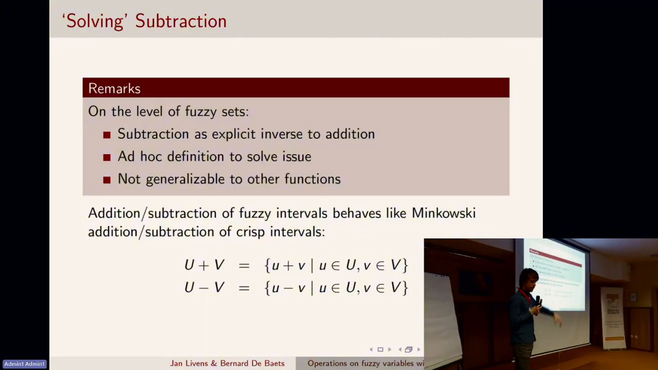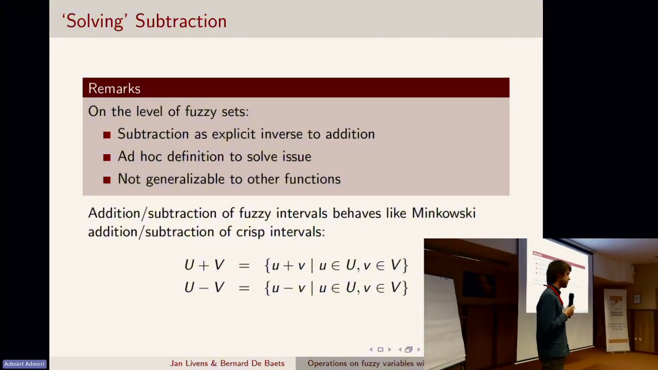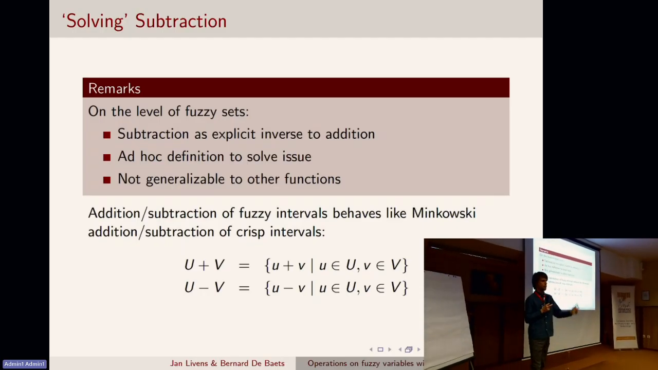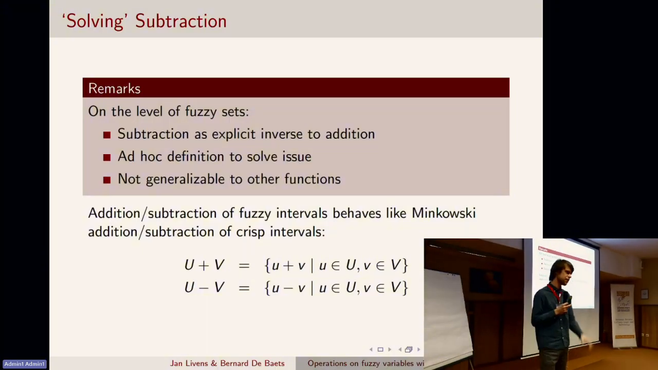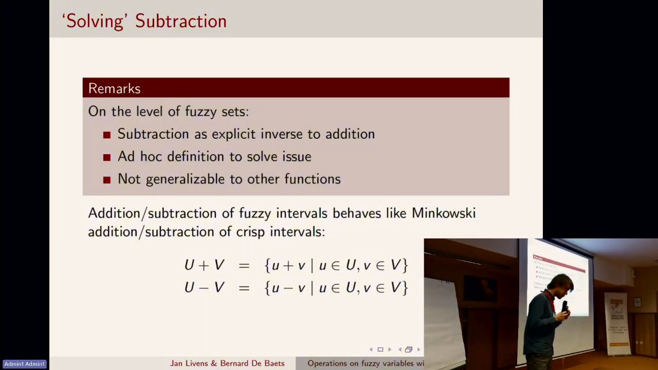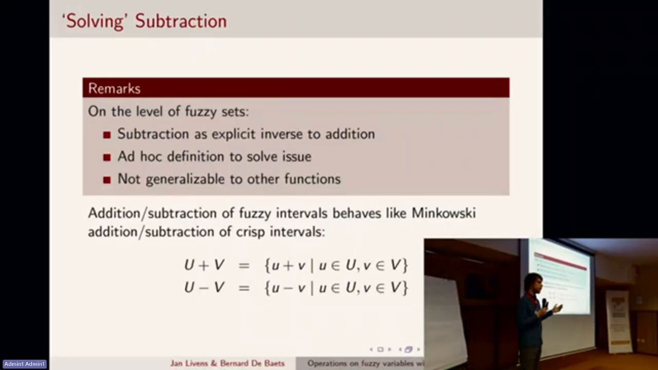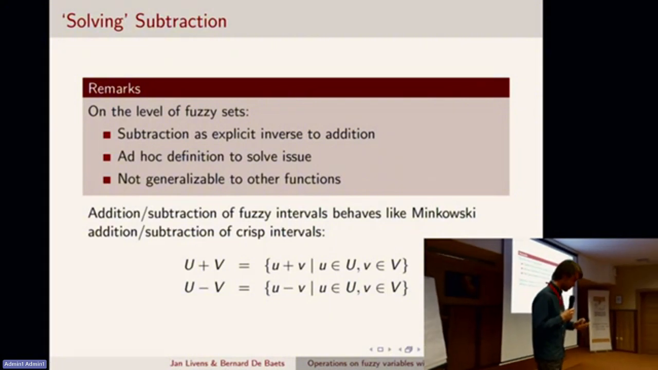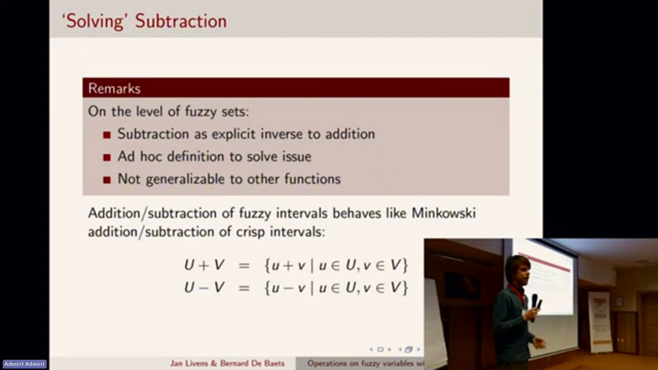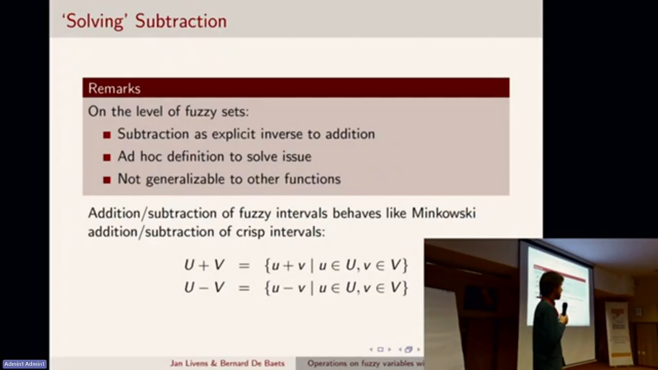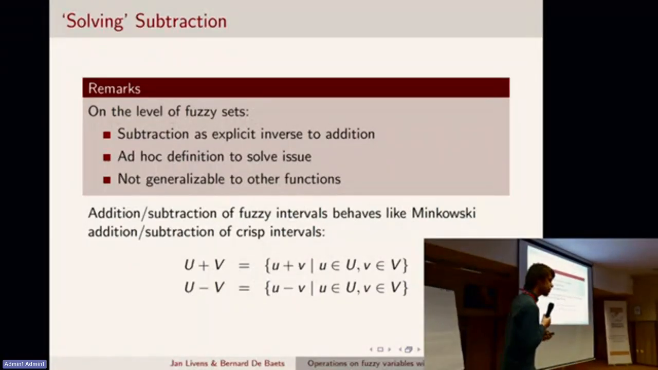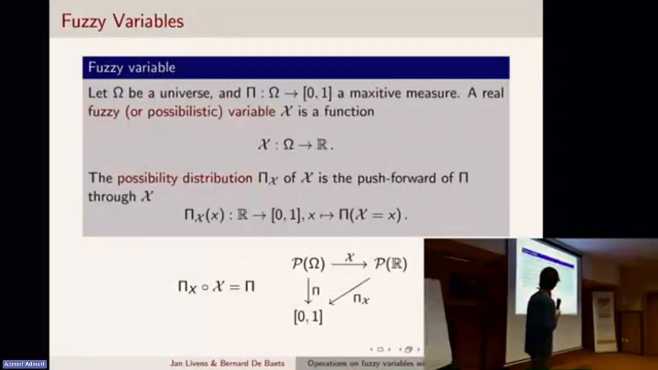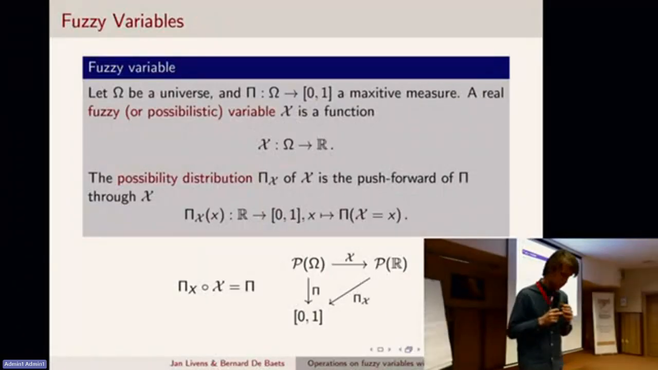Another way to view this is by comparing them to normal, crisp real intervals. If you do the Minkowski addition and Minkowski subtraction of normal real intervals, they also have this same property, namely that the difference of an interval with itself won't be 0 either. So keeping that in mind, it might be worth looking at this with a different toolbox, a different point of view. Instead of using fuzzy sets, we might be better off using fuzzy variables.